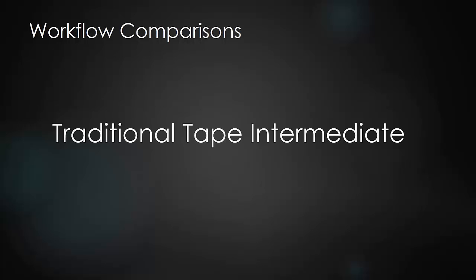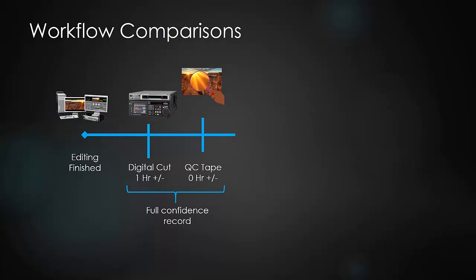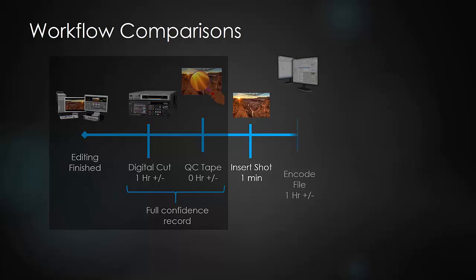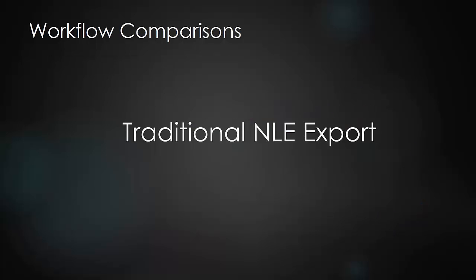I'm going to go over some workflow comparisons so you can see just how much time InsertEdit can save you. First is a traditional tape intermediate workflow for an hour-long program. Your edit is finished, you lay off to your tape deck and do a full confidence record during the layoff. You see a mistake and insert a 1-minute shot for the fix. Then you would encode the tape to a file, do a full visual QC of the file, and finally, you're done. The total time required is give or take 2 hours.